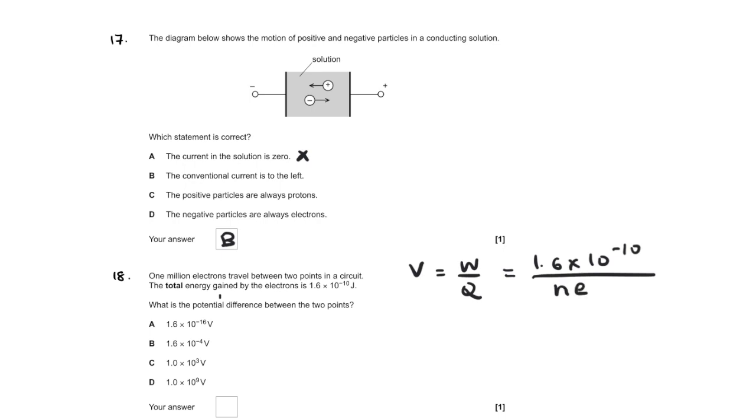Because we are given 1 million electrons, the charge can be quantified as N times e, where N is the number of electrons, which is 1,000,000, or 10 to the power of 6, and the charge on an electron is 1.6 times 10 to the power of minus 19 coulombs. If I put that in my calculator, I end up getting C as my answer. That's pretty straightforward. Let's move on to the next question.